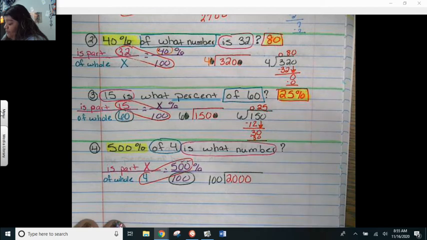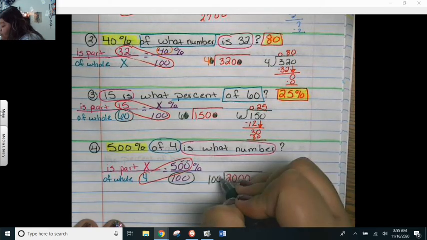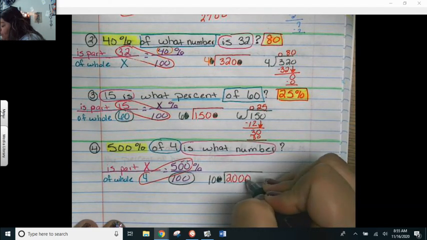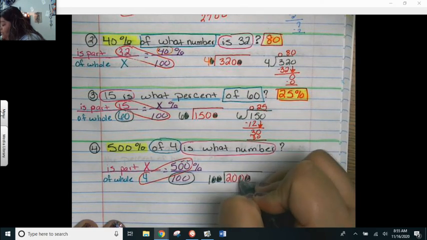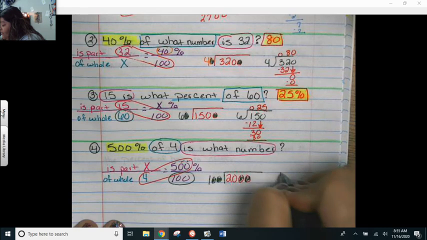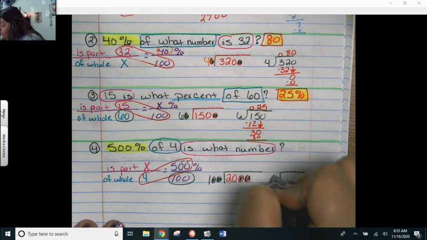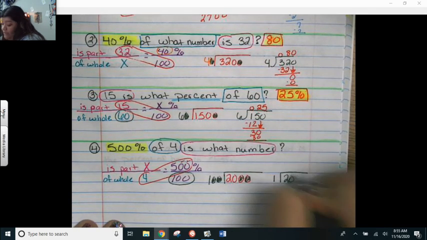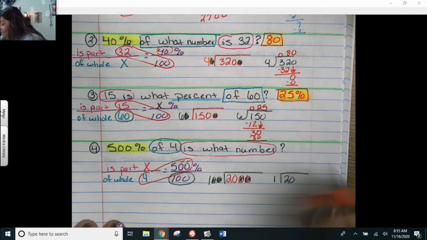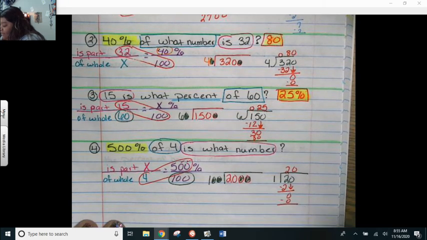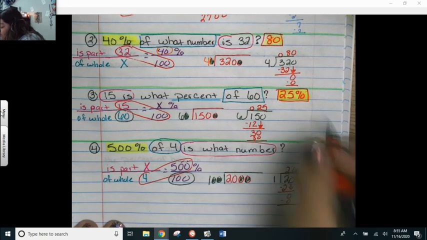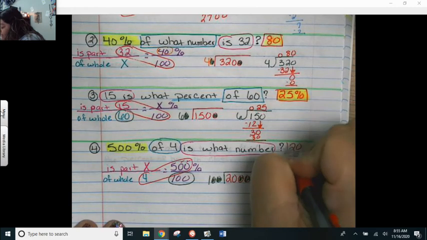Look. So now what we can do is take out a 0 from the outside, 1 from the inside, 1 from the outside, 1 from the inside. So what are we really dividing? 1 divided into 20. Oh, that's an easy one, right? Because anything divided by 1 gives you the exact same number. See? So 500% of 4 is actually 20.